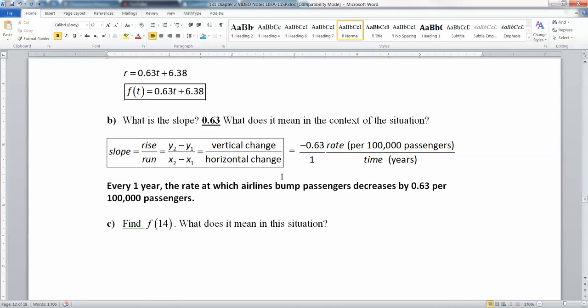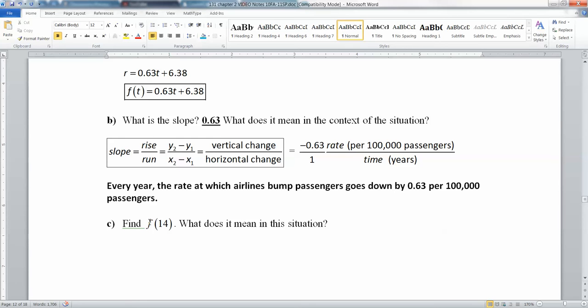Cool? Both numbers. I use the 1 right here. And honestly, we don't usually use the number 1. We just kind of say every year. But that implies every 1 year, every single year, right? Sometimes they write the word single. Every 1 year, every year, right? The rate at which airlines bump passengers is going down. You could also say goes down. Goes down by, decreases, is going down by, etc. You've got to make a complete sentence and you have to explain both numbers.